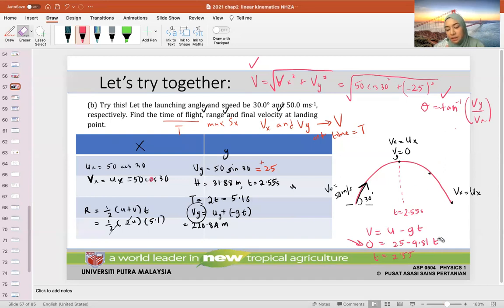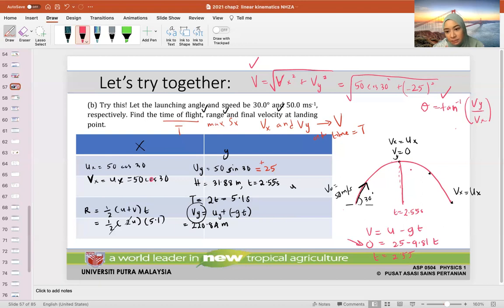And then kenapa saya cari masa? Because I needed this time to find the displacement. I want to know what is the displacement in the Y over here. Mula kita naik sikit, naik sikit, naik sikit sampai ke sini. Saya nak tahu dekat sini berapa displacement setelah masa dia 2.55. Kenapa 2.55? Sebab itu tempat yang V equals to 0. Kenapa V equals to 0? Sebab kita tahu V equals to 0 adalah tempat maximum height.